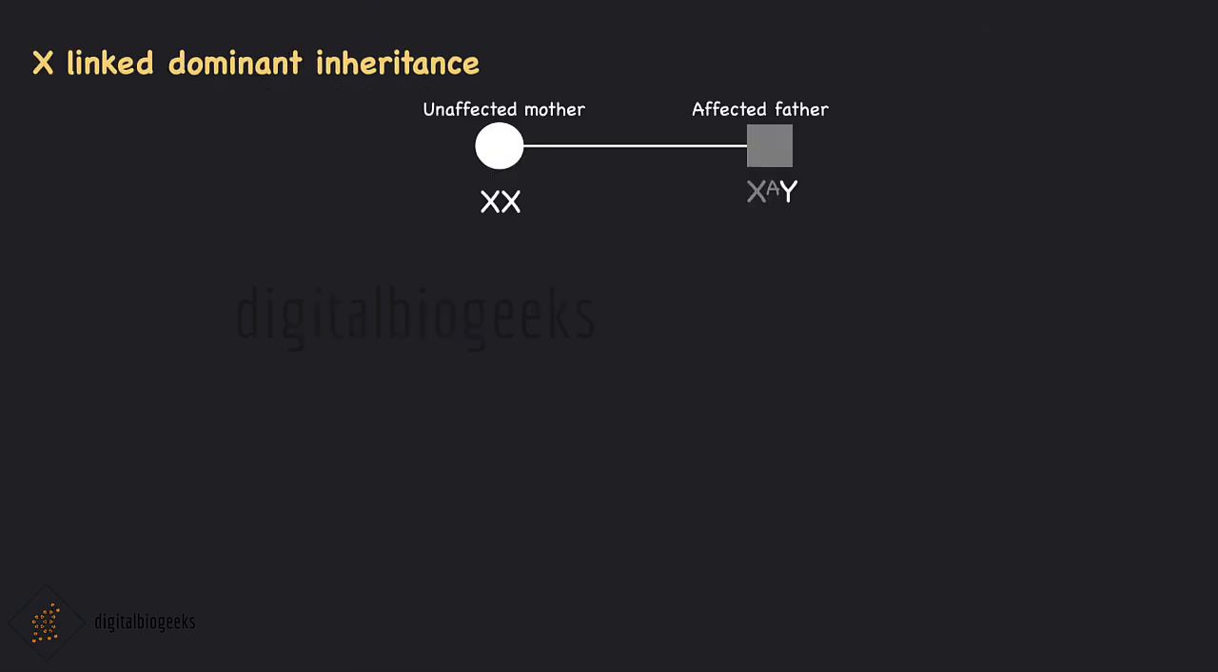Now let's learn about the X-linked dominant inheritance. Here, mother has 2 X chromosomes and the gametes have either one of them. Father has X and Y chromosomes and the gametes contain either X or Y. Here the mother has normal genes, but the father has a defected gene.